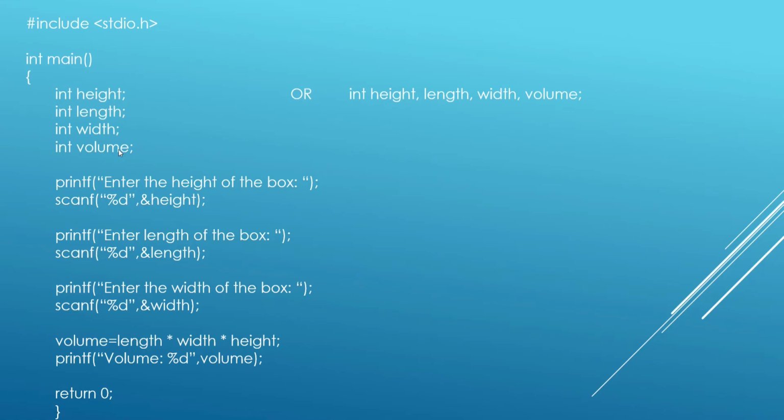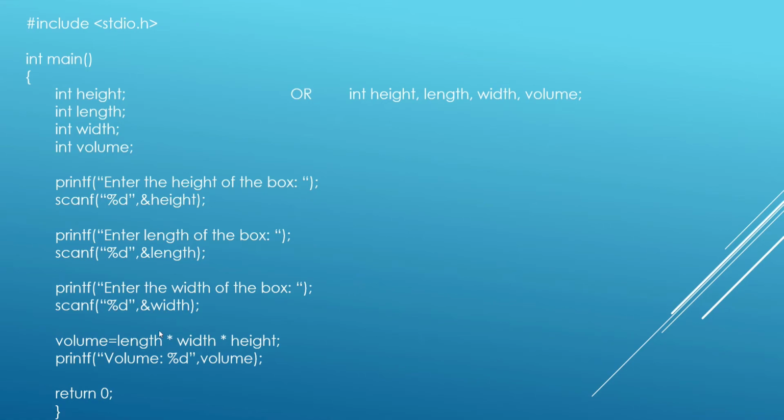Again, we have the length of the box already declared up here, and we're going to do just the same, looking the same. It's going to be the %d since it's an integer type, and we use the ampersand sign and length. Remember, the %d is in quotation marks. Third is going to be exactly the same. We're going to enter the width of the box it's going to prompt us to, and we're going to have the scanf %d and the address operator at width.